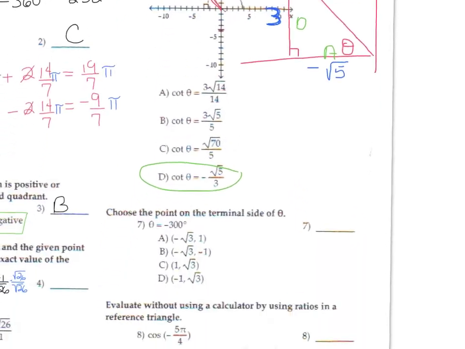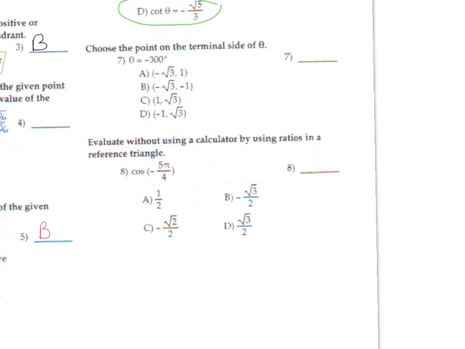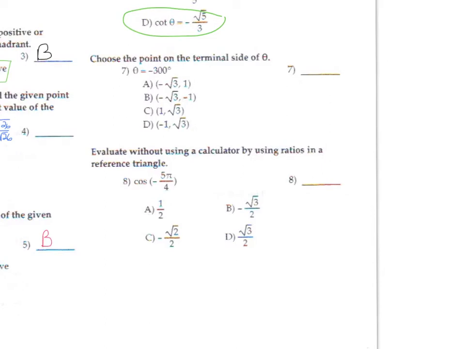Next, number 7. In problem number 7, you need to know where your angles are located, okay? So it's a negative, you have to go in the clockwise direction. Okay, so this is 90, 180, 270, 300. So it's somewhere here. That is negative 300 degrees because you go in that direction. Okay, so if that is negative 300, my reference angle would be 60.